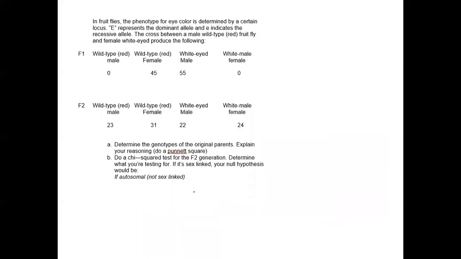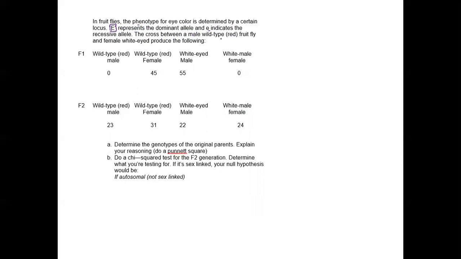So let's take a look at this FRQ. And this one is going to be kind of intense because it's basically a chi-squared problem with sex-linked characteristics. So let's kind of tackle this one, and it's actually not too bad. So it says, in fruit flies, the phenotype for eye color is determined by a certain locus, okay? And it says big E represents the dominant allele. Little E indicates the recessive allele. So they're telling you that.